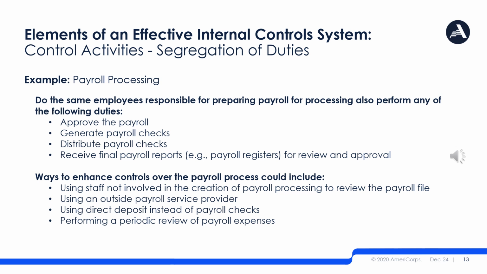Let's take a look at another example, payroll processing. What if you are a small organization and you don't have multiple departments to share key functions with? How can you set up effective internal controls? First, ask yourself the following. Do the same employees responsible for preparing payroll for processing also perform any of the following duties? Approving the payroll, generating payroll checks, distributing payroll checks, or receiving final payroll reports for review and approval.